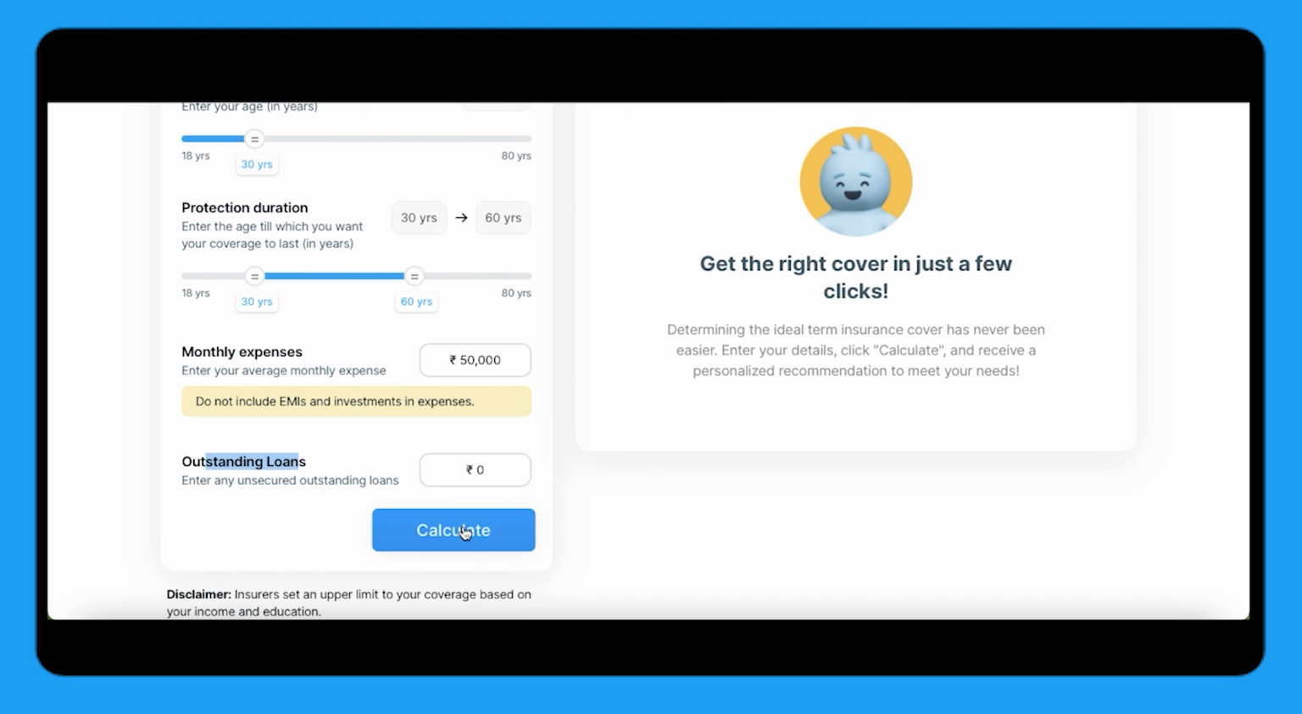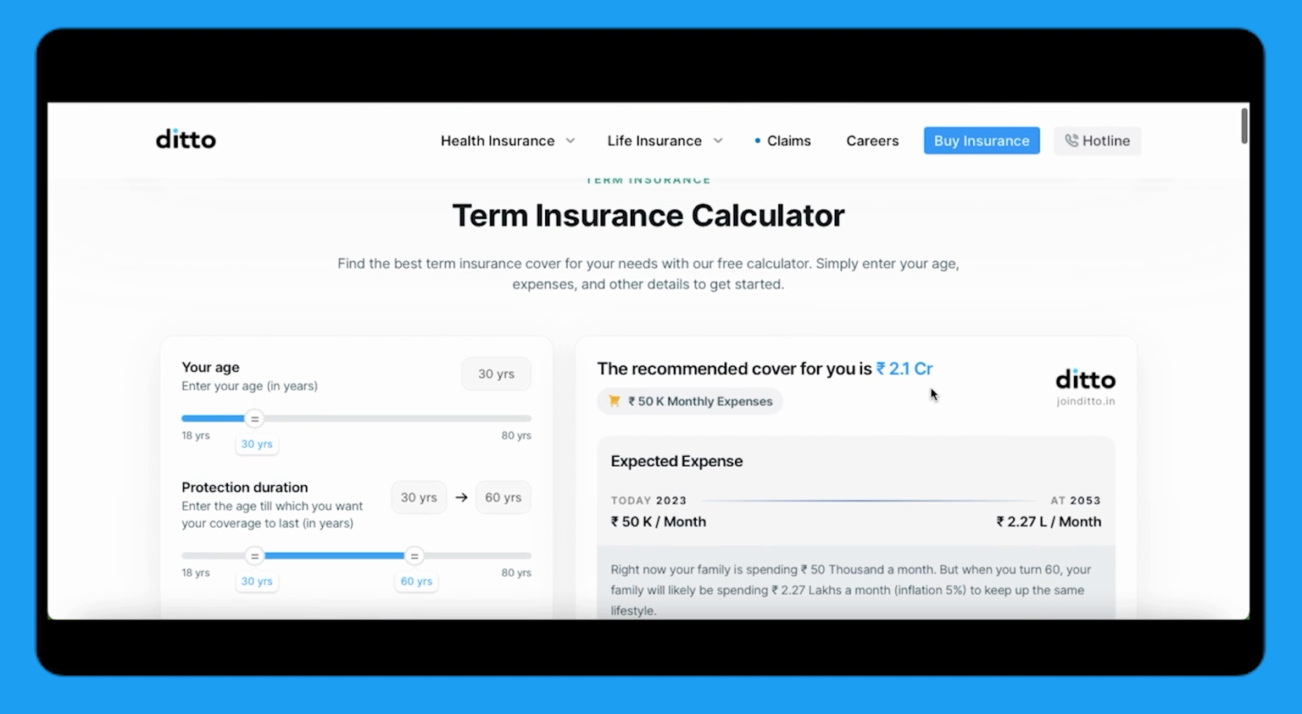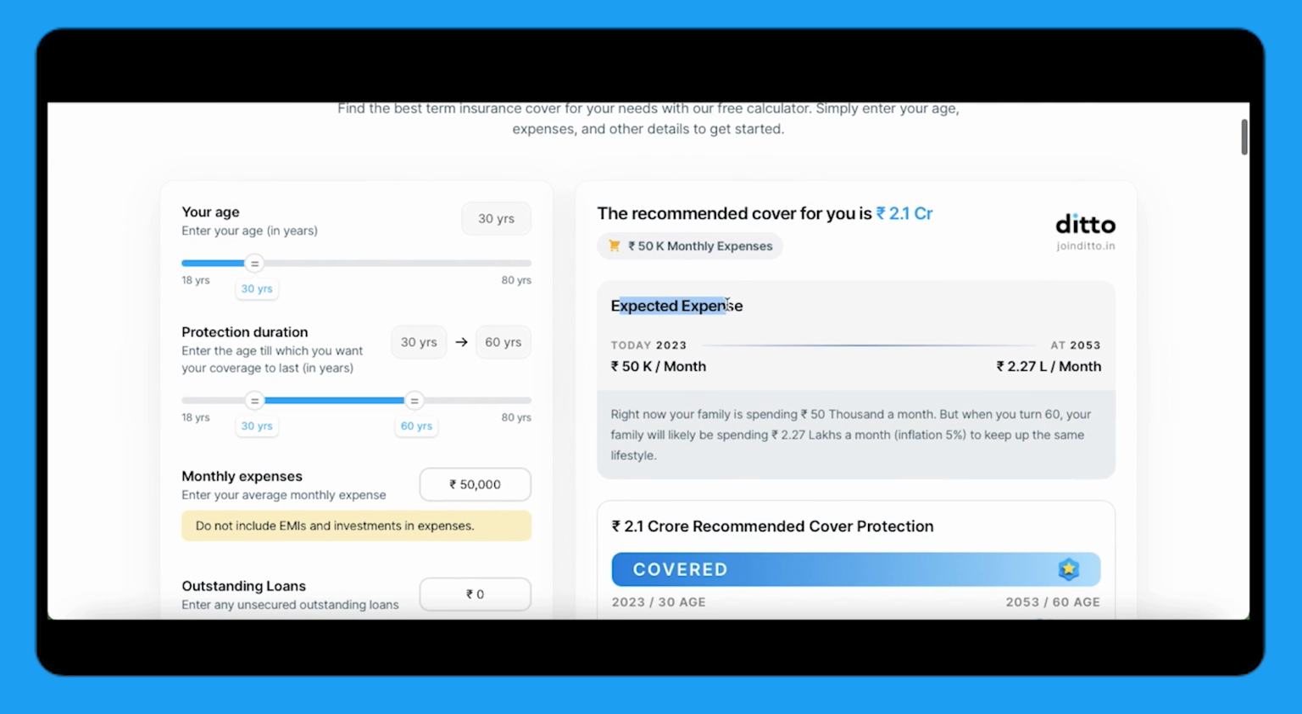Let's keep it 0 for now. If you click on calculate, it would show you the recommended cover is 2.1 crore. Here your expected expenses are as follows. 50,000 a month in 2023 would eventually become 2.27 lakh a month by 2053, basically considering 5% inflation.